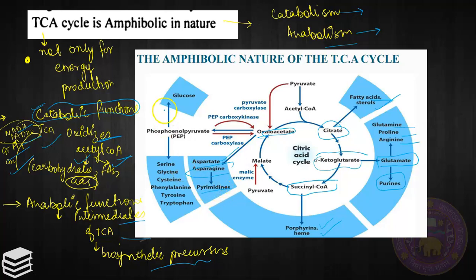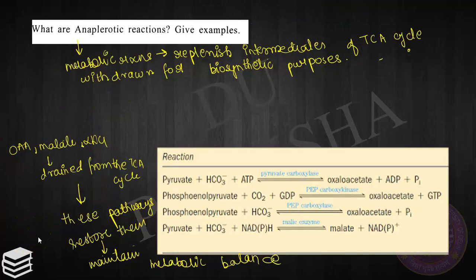So it is amphibolic in nature because it has a catabolic function as well as an anabolic role. In the anabolic role, it supplies what? Biosynthetic precursors for various biosynthesis processes. Now let's look at the third question.